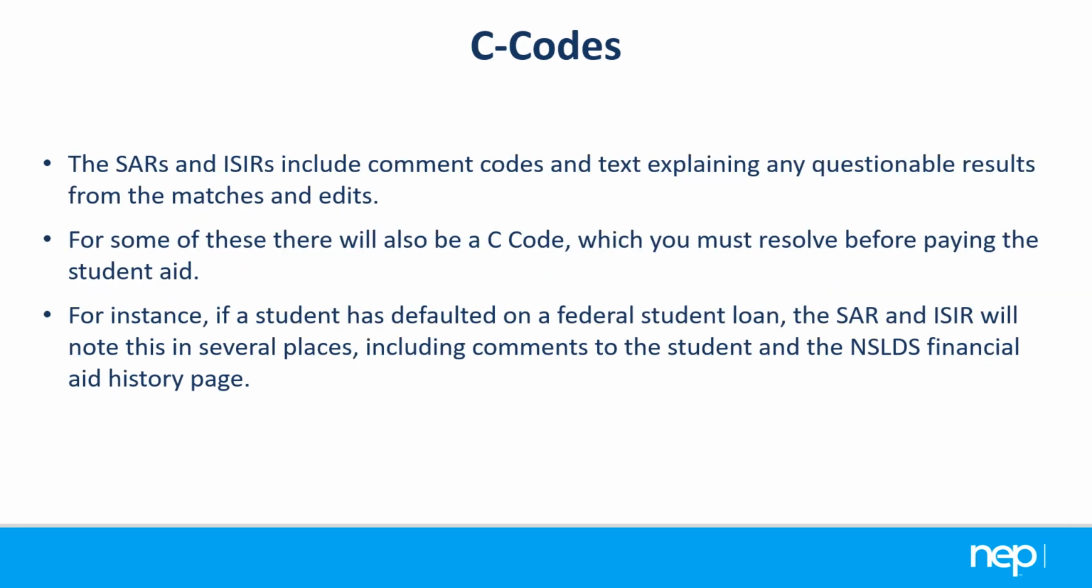SAR and ISIR include comment codes and text explaining any questionable results from the matches and edits. For some of these, there will be a C code which you must resolve before paying the student aid. For instance, if a student has defaulted on a federal student loan, the SAR and ISIR will note this in several places, including comments to the student and the NSLDS Financial Aid History page.